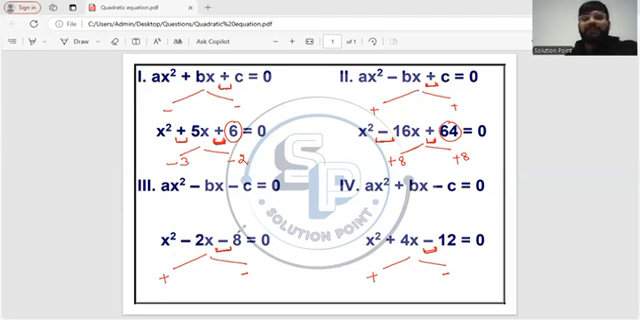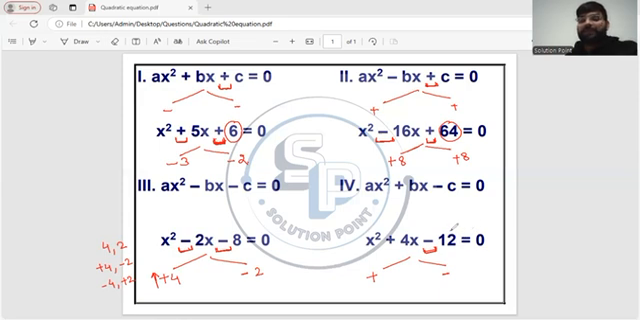Now we need to find two numbers whose product is 8 and sum is 2. So definitely 4 times 2 is 8 and 4 minus 2 is 2. Now we need to judge whether I would write plus 4 and minus 2, or minus 4 and plus 2. See, we have a negative sign with the coefficient of x. If we have a negative sign with the coefficient of x, then the greater number will go with the positive sign. Out of 4 and 2, the greater number is 4. So its answer should be plus 4 and minus 2.